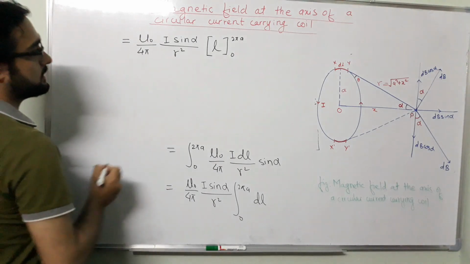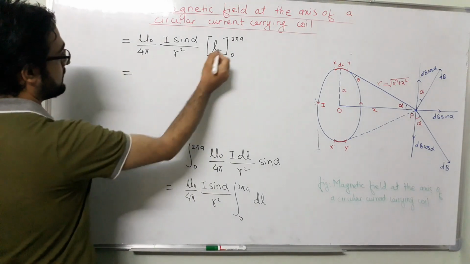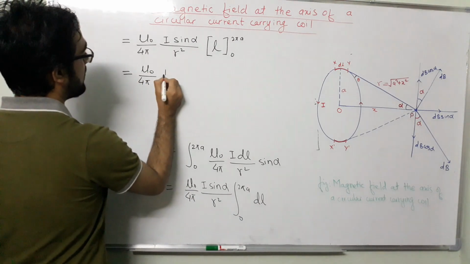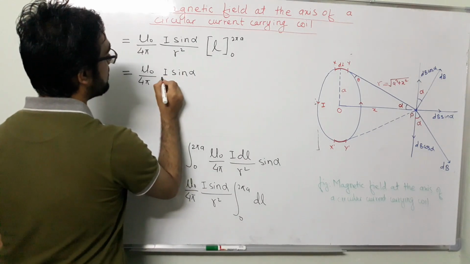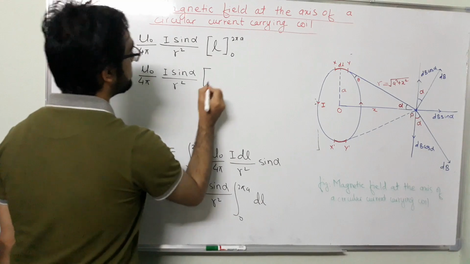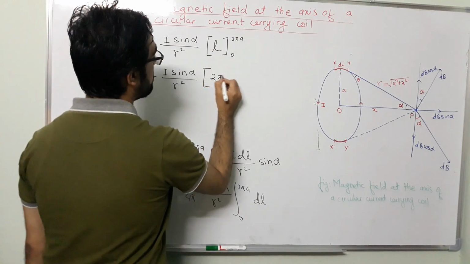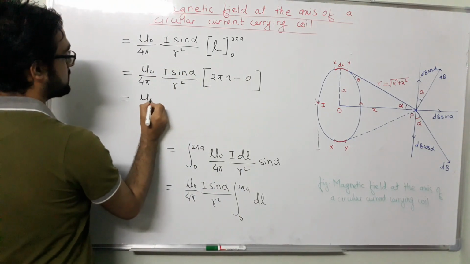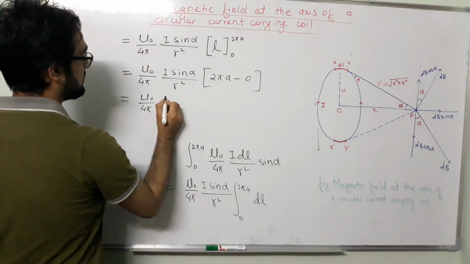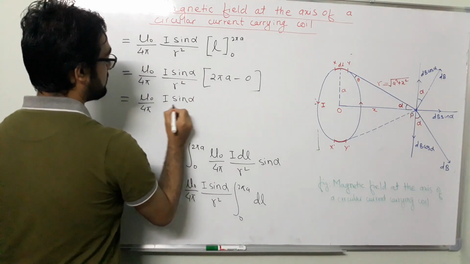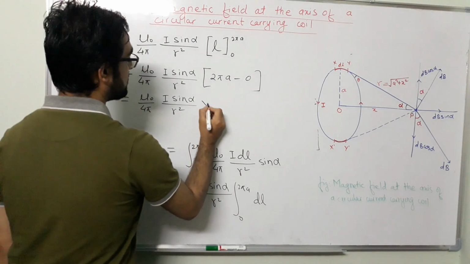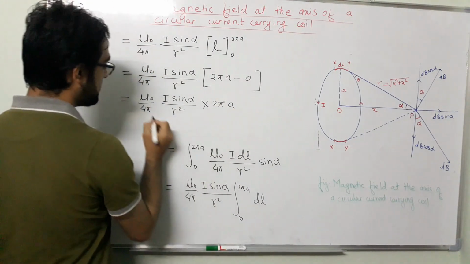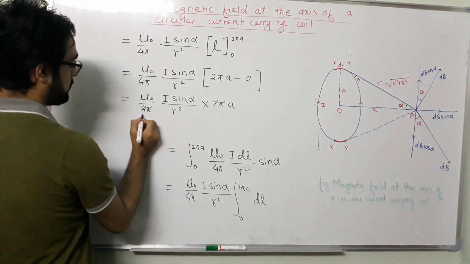Now we have to put the values of the limits in place of this l. That's why mu naught by 4 pi I sin alpha divided by r square, and instead of l we put 2 pi a, and the lower limit is 0. That's why this becomes equal to mu naught by 4 pi I sin alpha divided by r square into 2 pi a. Here this pi cancels out, 2 to the 4.